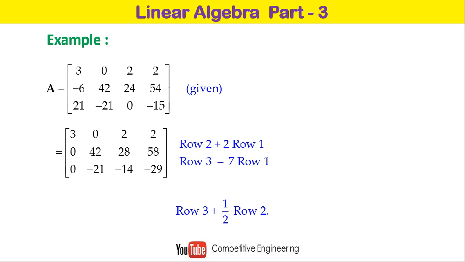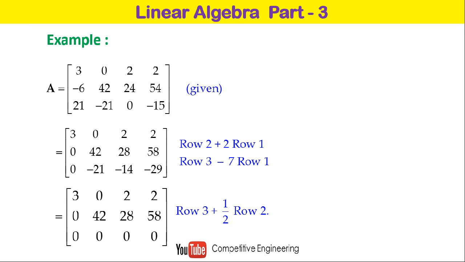So I am doing that: row 3 is 0, 0 plus half of 0 is 0 itself, so we will get 0. Then minus 21 plus half of 42, that is 21, so we will get 0. Then minus 14 plus 28 by 2 is equal to 0. Minus 29 plus 58 by 2 is equal to 0. So now I got the row echelon form.